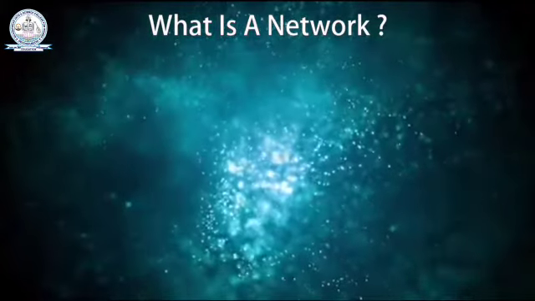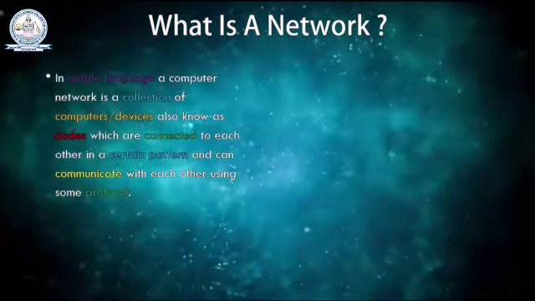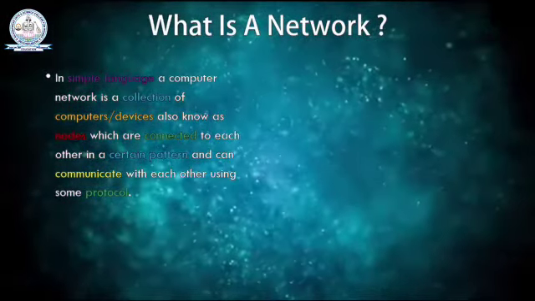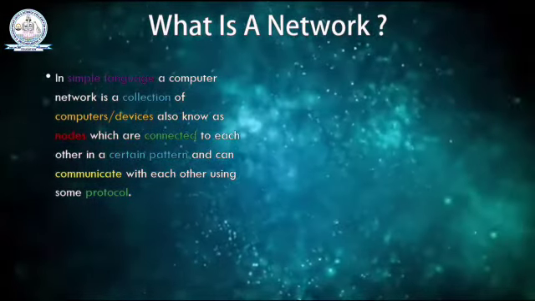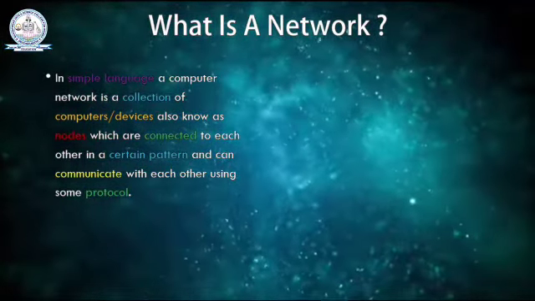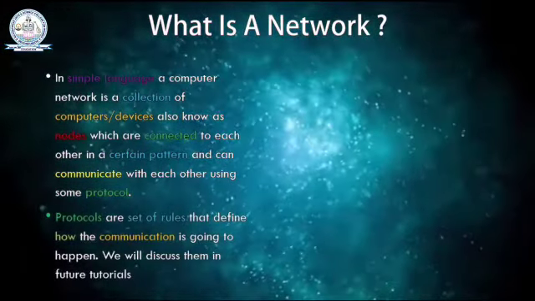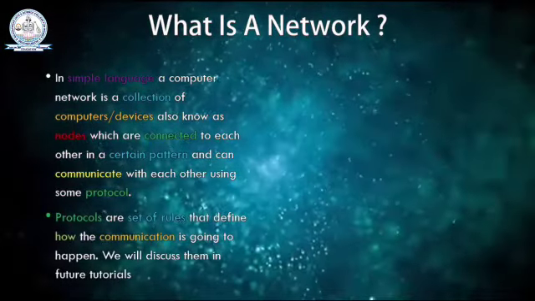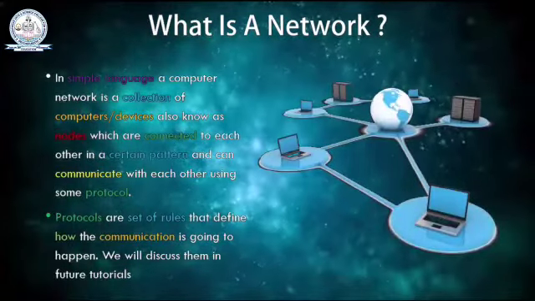To continue this, first we are going to learn about what a network is. In simple language, a computer network is a collection of computers or devices, also known as nodes, which are connected to each other in a certain pattern and can communicate with each other using some protocols. Protocols are a set of rules that define how the communication is going to happen. That we will discuss in future classes.